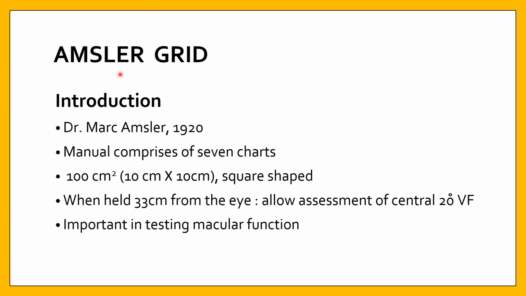Another one is the Amsler grid, which helps in the assessment of the central visual field and was introduced by Dr. Marc Amsler in 1920, in which the manual comprises 7 charts, each having an area of 100 square centimeters, in a square shape. When it is held 33 centimeters from the eye, it helps in the assessment of the central 20-degree visual field, and it is important in testing macular function.